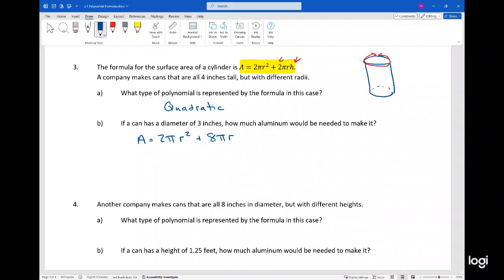All right. If a can has a diameter of 3 inches, how much aluminum would be needed to make it? Okay, just as a quick aside here, we got to be careful that the number we're given in the question isn't actually one of the variables we have. We're told that the diameter is 3 inches, but we need the radius, and I think it's pretty easy to see that it's going to be half of that, 1.5 inches. So that's all we have to do is plug in 1.5. Now again, if you think about the area as a function, we could put area evaluated at 1.5, but we just plug it in as well.